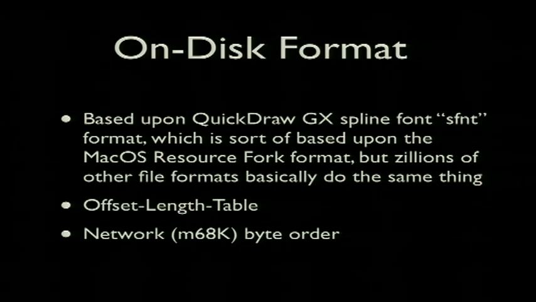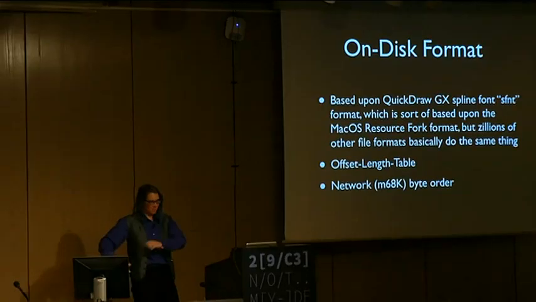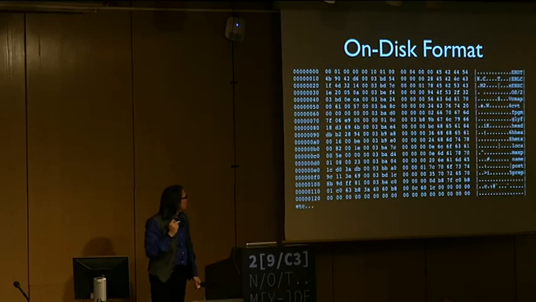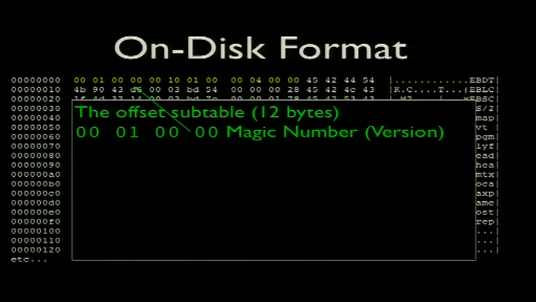So the actual file format is pretty simple. It's one of those file formats where there's basically a table of offsets and lengths and checksums at the beginning, and then just giant chunks of structures stacked one on top of each other. I think it was originally developed for the Mac or something, so it's in big endian byte order. Anyway, it looks like this.